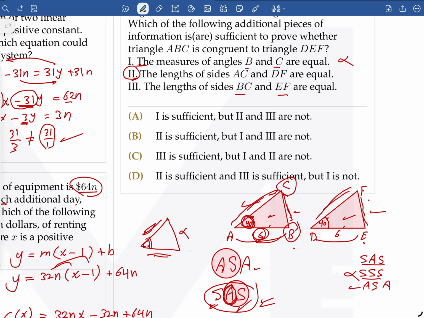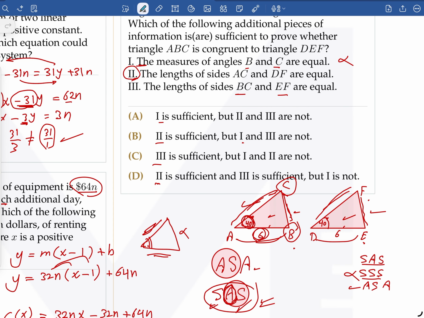Number 3 is not sufficient alone. So let's choose the answer. 1 is sufficient? Of course not. 2 is sufficient, but 1 and 3 are not? Maybe. 3 is sufficient, but 1 and 2 are not? No. 2 is sufficient, and 3 is sufficient, but 1 is not? No, we cannot choose letter D, because 3 is not sufficient.